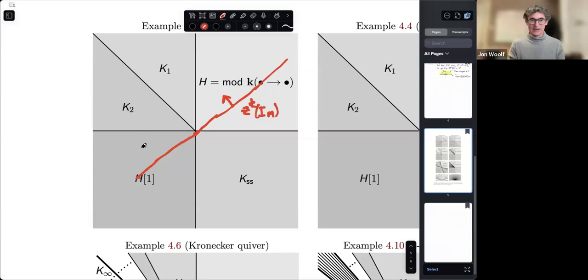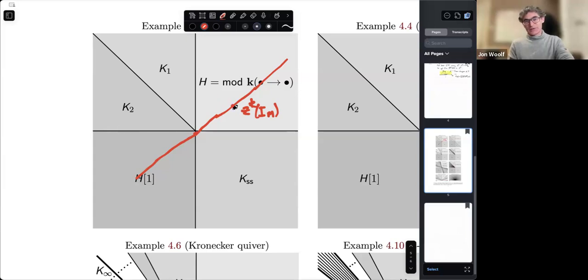And what I'm seeing in this half plane is the phase diagram for a stability condition on H, or a stability function on H, which has the second simple as its lowest phase semi-stable object. Then the extension is also semi-stable, and then the first simple is the highest phase semi-stable object.